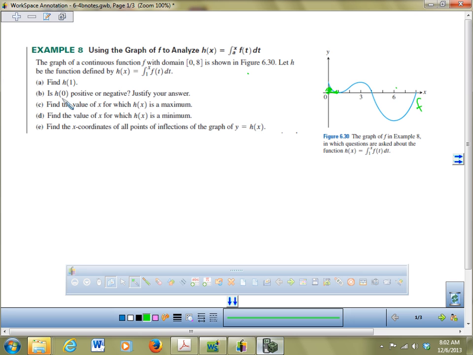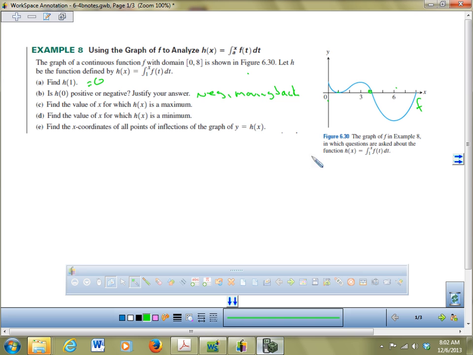Okay, so is h of s positive or negative? Negative, moving backwards. Okay. Find the value of x for which h of x is at a maximum. So here's another kind of tricky thing. If you start at 1, when would you have the most area under the curve? 4. Very good. When you get to here, right?